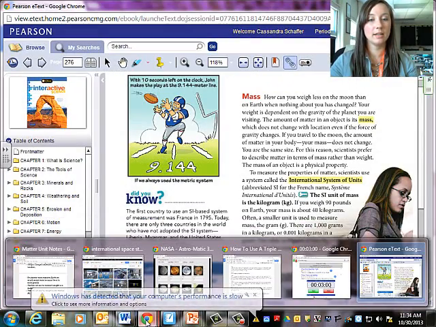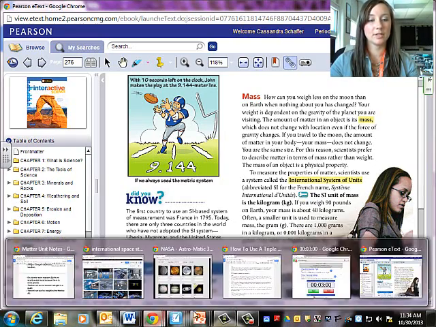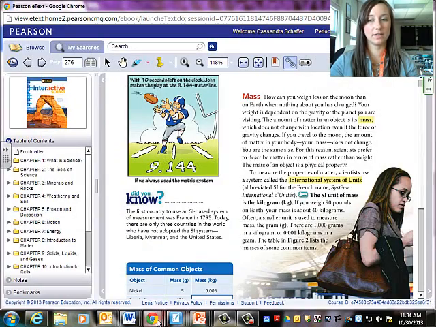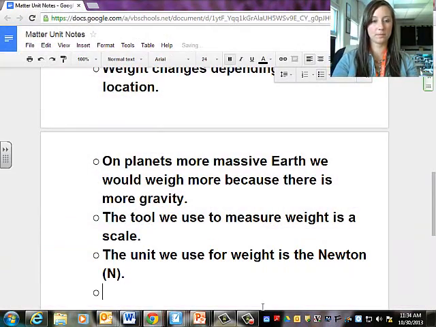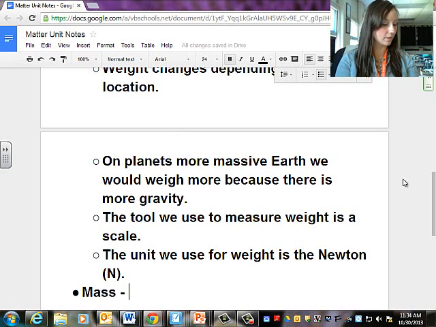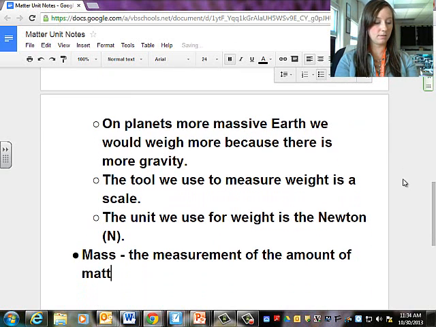So let's go ahead, and I see that mass is my vocabulary term there, and I'm going to go ahead and add mass to my definitions. If it'll let me pop that up, we can add it. There we go. Now, I'm not talking about weight anymore, so I'm going to move my bullet point back out to the margin, and we're going to add mass. And it is the measurement of the amount of matter in an object. Good.